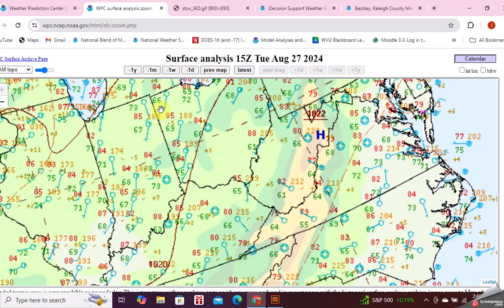Now, if you have a flag or a pennant, that's a 50-knot symbol. So then you just add that on to this. And notice, if you look at the circle here, it might be Toledo, Ohio. Notice the winds are coming out of the southwest. That's the direction they're coming in.